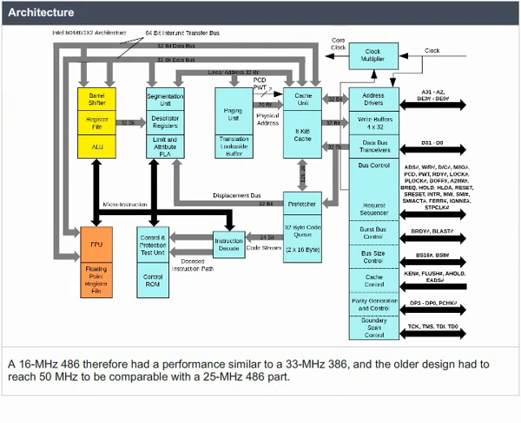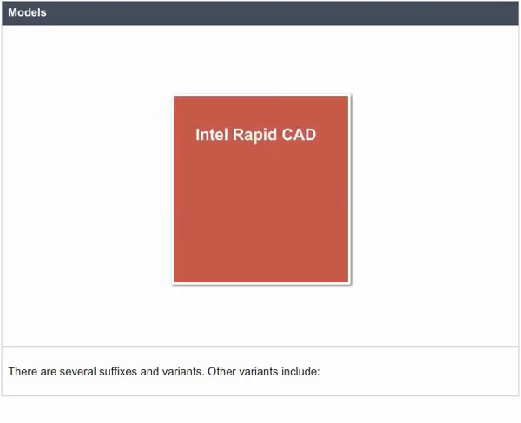Models. There are several suffixes and variants. Other variants include Intel RapidCAD, i486SL, and i486 Overdrive.